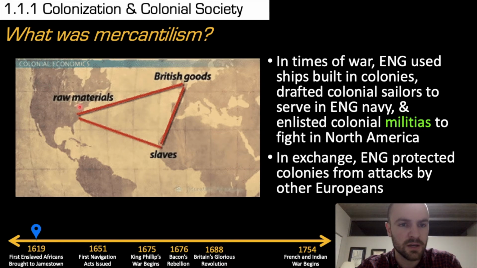And here, also to show you mercantilism, this is what's known as triangular trade. You have raw materials being sent to England, British goods would be developed, sent to the colonies, sent to Africa. The British would enslave Africans and then ship them to the 13 colonies. So you can see it forms a triangle across the Atlantic Ocean.